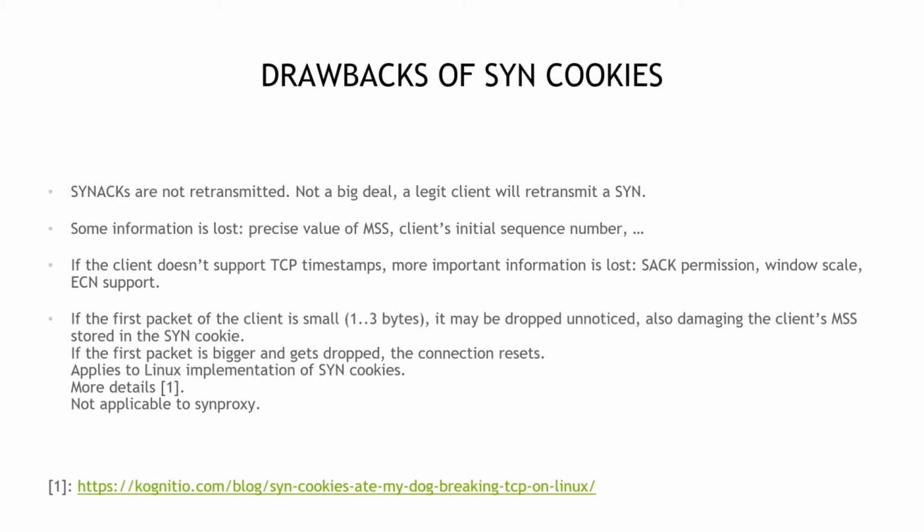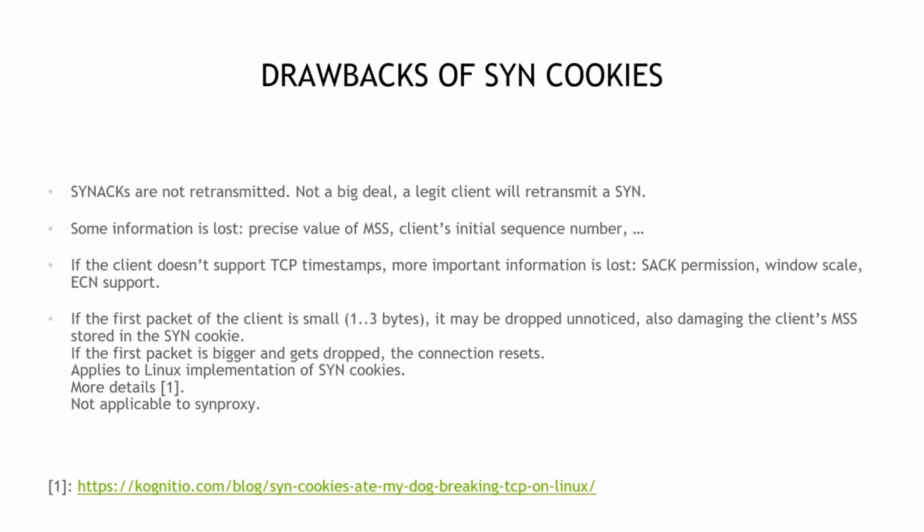MSS is encoded in 2 bits, losing precision. Client's initial sequence number is not stored. And if the client doesn't support TCP timestamping, some even more important information is lost: SACK permission, window scale, and ECN support, which will affect the performance of the connection.